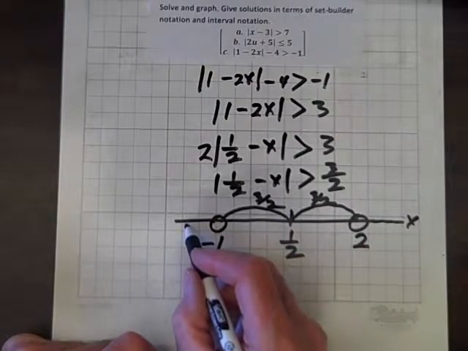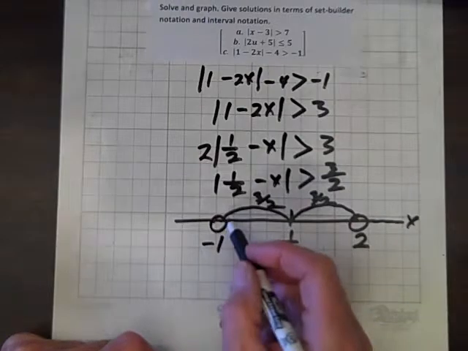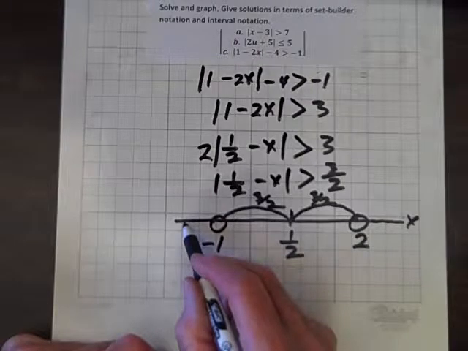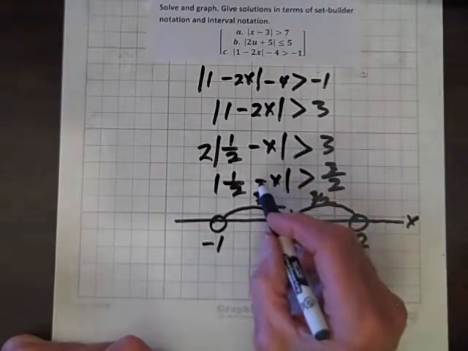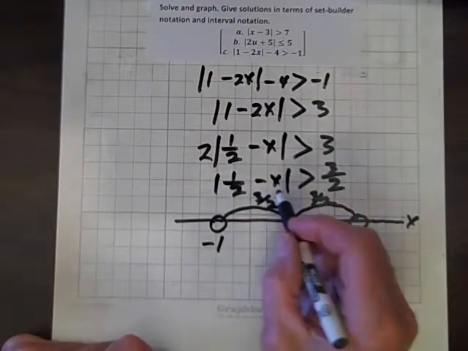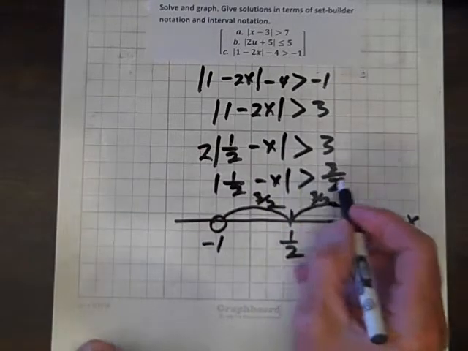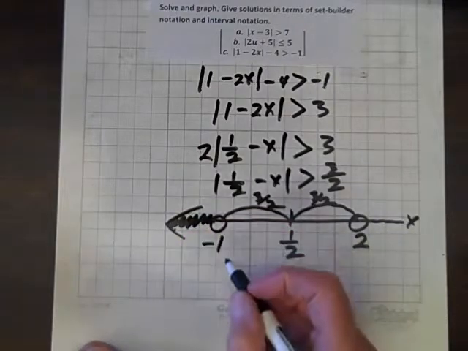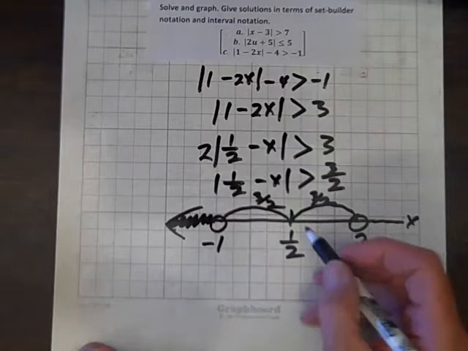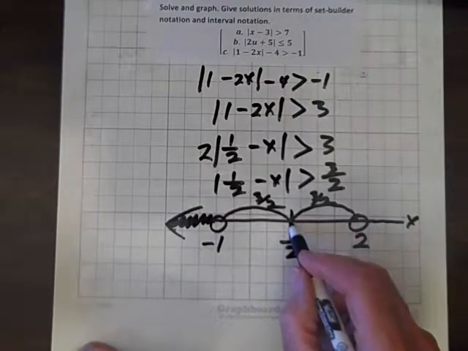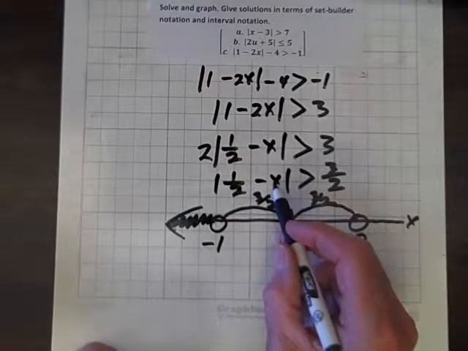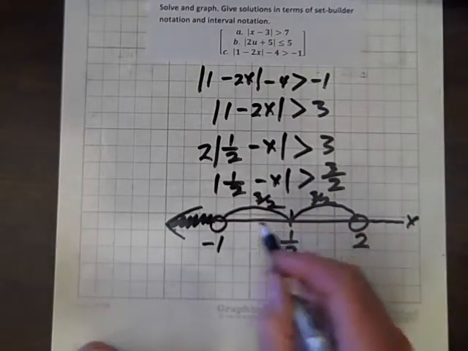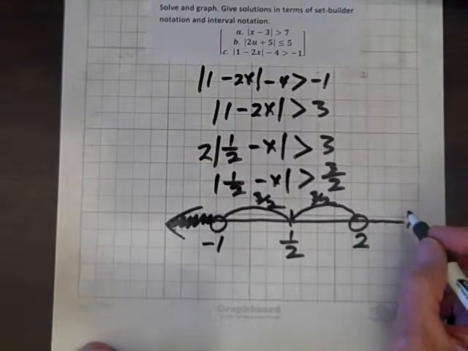Now let's pick a point in this interval and see if the inequality is satisfied. I'll pick a point like -100. Replacing x with -100, a negative times a negative is positive, and the absolute value of 100 plus 1/2 is greater than 3/2. So since one point satisfied the inequality in this interval, every point in that interval will satisfy. We've got this interval, and 1/2 is in it. We replace x with 1/2, we get 0, and 0 is not greater than 3/2. So no point in this interval will satisfy the inequality.